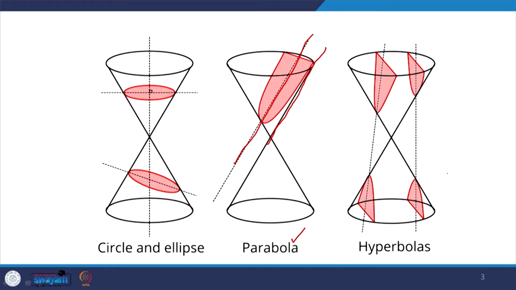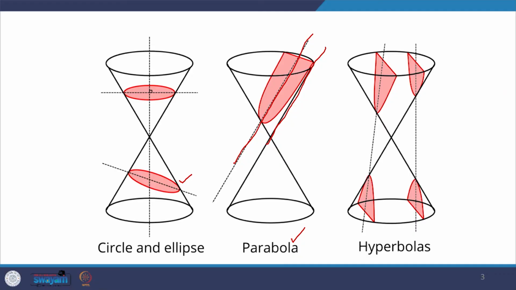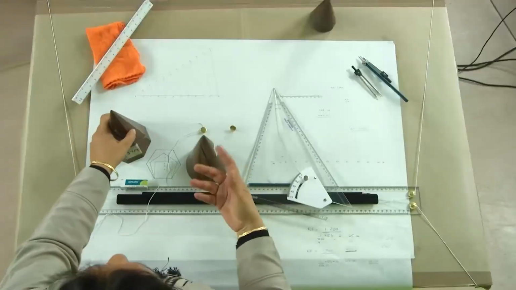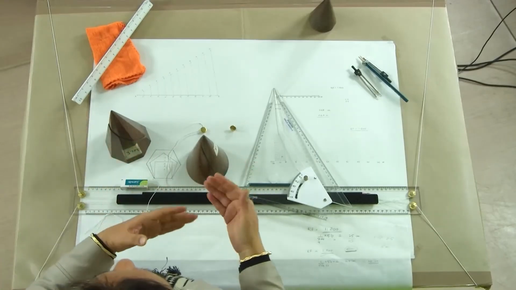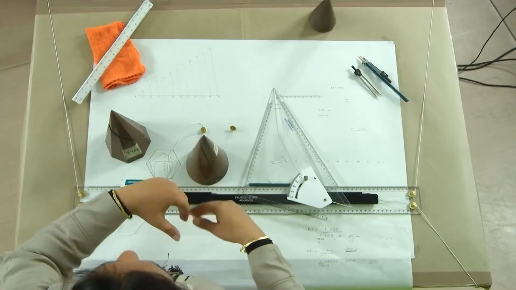However, if the plane is not parallel to its generator, and the base is also being cut, the shape that we get in the section is a hyperbola. In that case, we will get two hyperbolas, one in the bottom cone and the other one in the top cone. So always the hyperbola we will get in double.